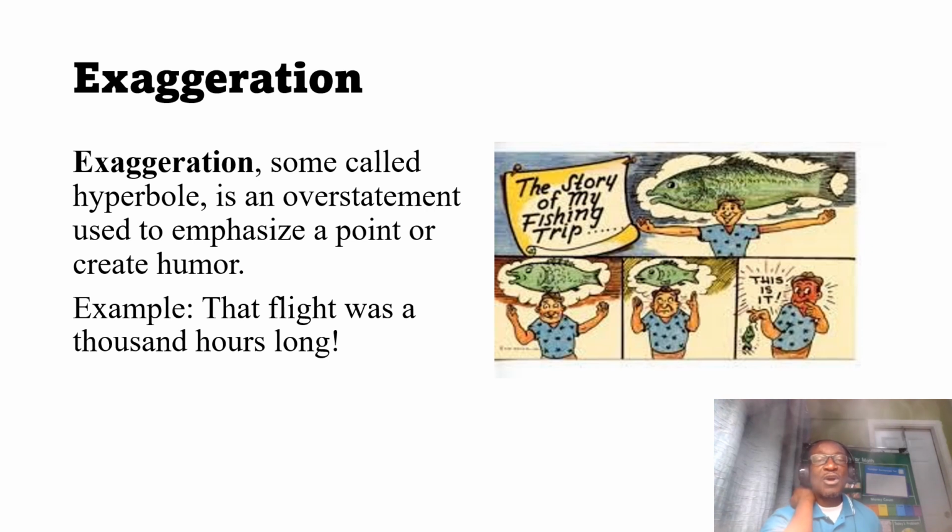Exaggeration, some call it hyperbole, is an overstatement used to emphasize a point or create humor. This flight was 1,000 hours long is an example of exaggeration, and you can see from the image where the person is exaggerating the size of the fish that they caught.